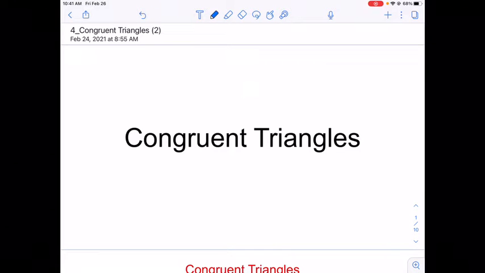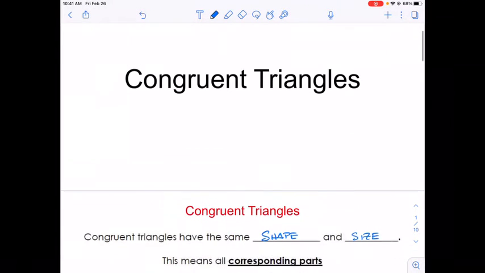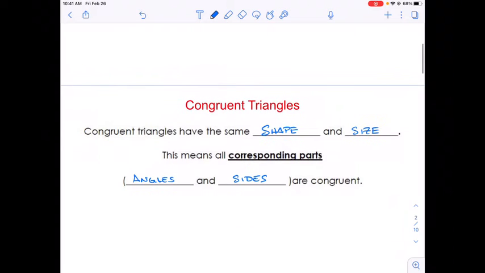In today's video, we're going to look at congruent triangles. Now, congruent, remember, means having the same size, or the same length, or same angle measure. But when we talk about congruent triangles, they have the same shape and the same size, which means they match completely. So all corresponding parts, the sides that match up together, angles and sides, are congruent. So all angles match up with each angle.